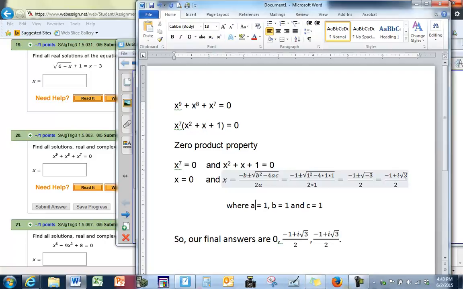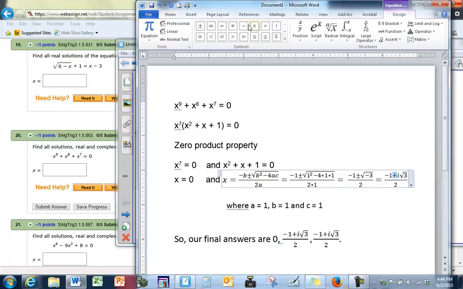So our 3 answers are 0 from the first term, and we separate this out into 2 answers: -1 plus i square root of 3 all over 2, and -1 minus i square root of 3 all over 2.